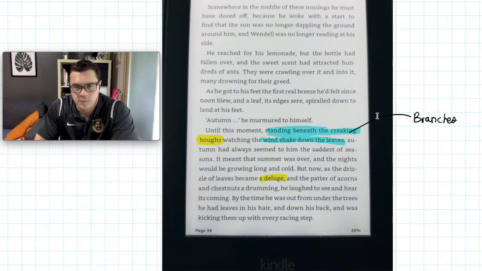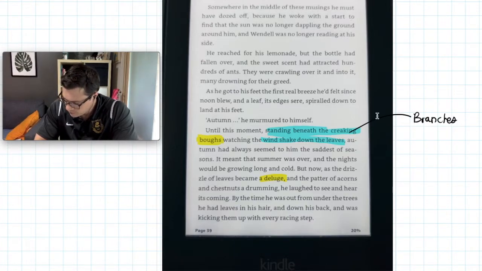Another word that may have been new was deluge. Okay, so he's under the tree. The nights would be growing long and cold, but now, as the drizzle of leaves became a deluge, and the patter of acorns and chestnuts a drumming, he laughed to see and hear its coming.